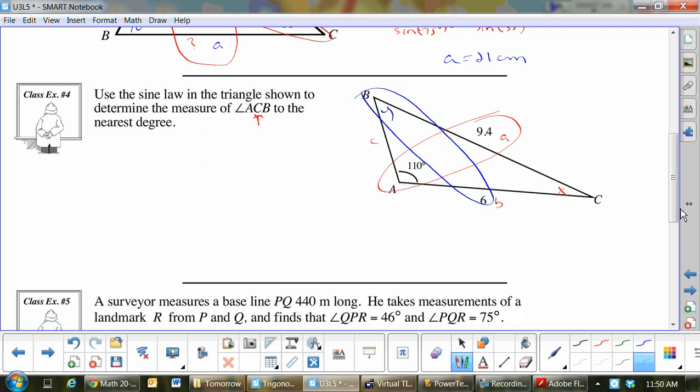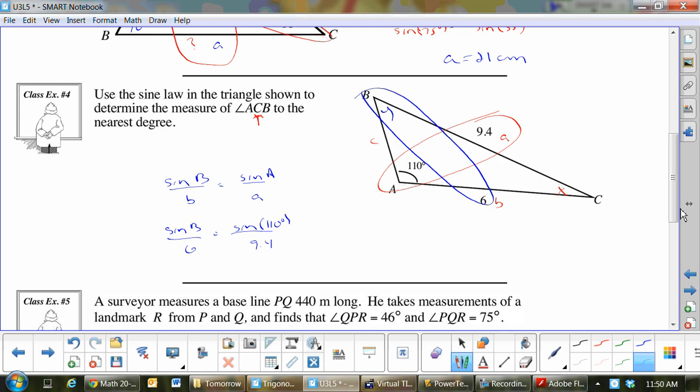So for this one, I am looking for angle B. This is what I'm going to do. I'm going to go sine B over B equals sine C over C. Sorry, A. That should be A's, because I do not know any of C right now, or else I wouldn't be doing this. So let's fill it in. Sine B all over 6 equals sine 110 over 9.4.